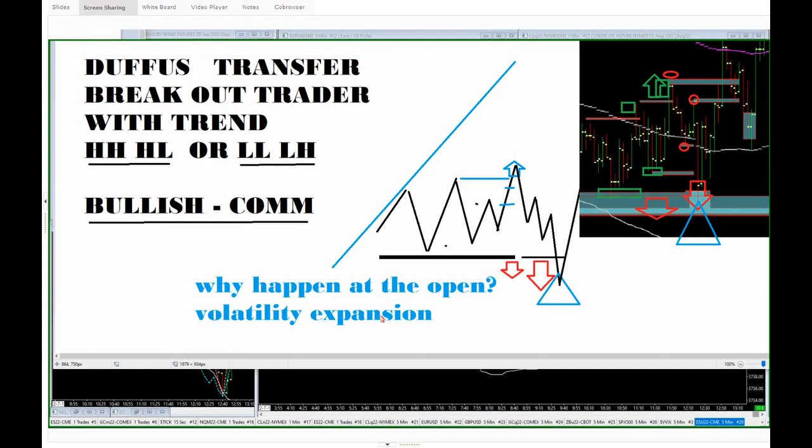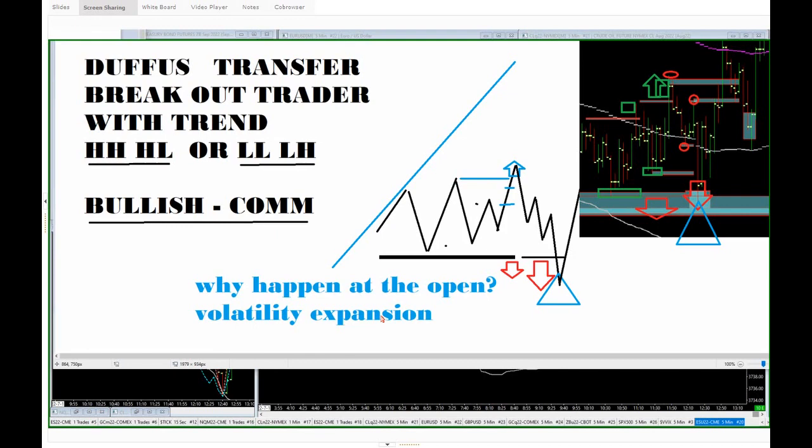And I'll just trade each time we get an opening rejection of something. I'll try and trade against that or with that rejection, if you know what I mean. So if it's a rejection of a high, I'll try and sell it. If it's a rejection of a low, I'll try and buy it, because that's the Dufus transfer.